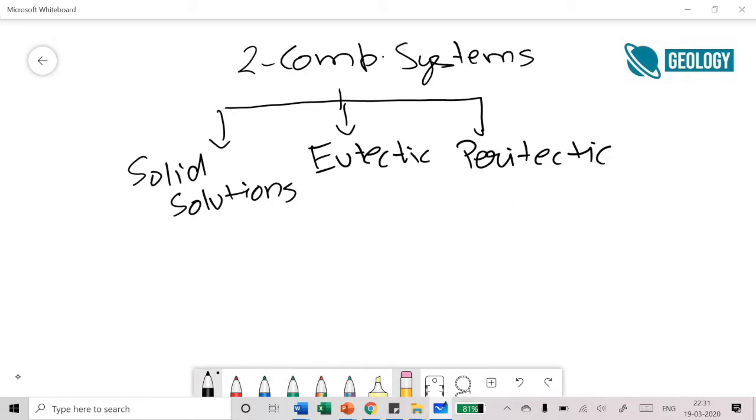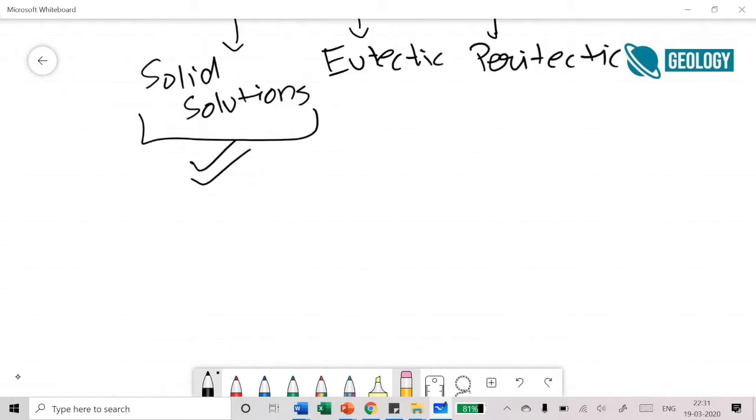So before we start, we're going to start with the first one, which is your solid solution systems. What exactly is a solid solution? As the term implies, a solid solution is nothing but a mixture of two solids, in which you cannot differentiate one solid from another.